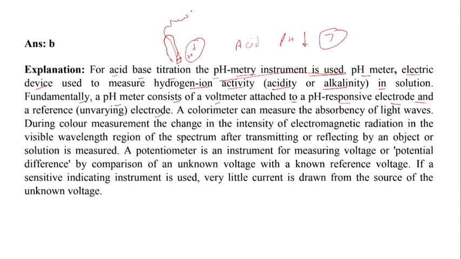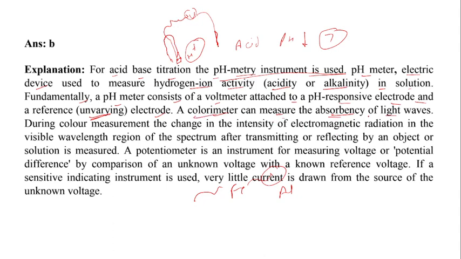Okay, so it will be like that: voltmeter, and one electrode is there which is unvarying. Unvarying means inner electrode. A colorimetry can measure the absorbency of light. Colorimetry means what? We discussed, like in iron, in aluminum, what is happening? It is absorbing some light and emitting another light. So by absorbing of the light, you can identify which element is there. So this is the principle of colorimetry.